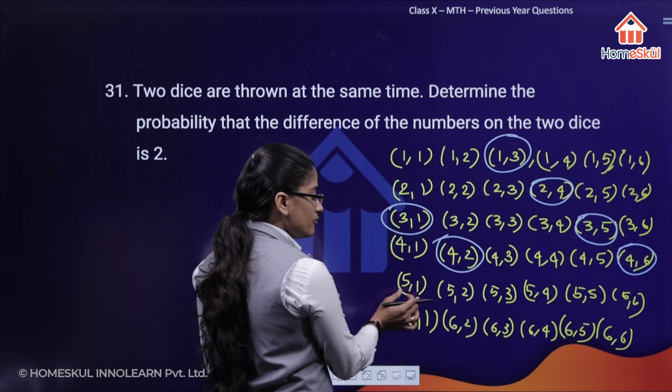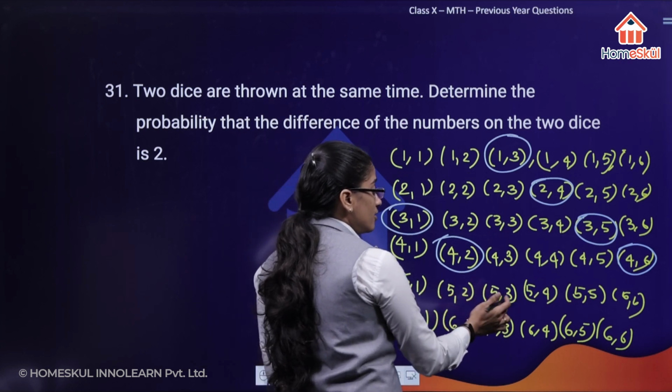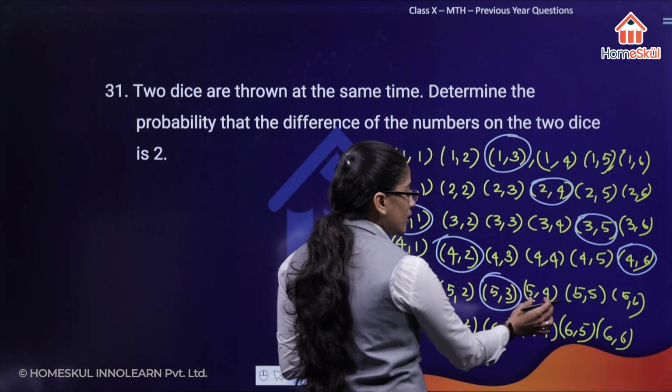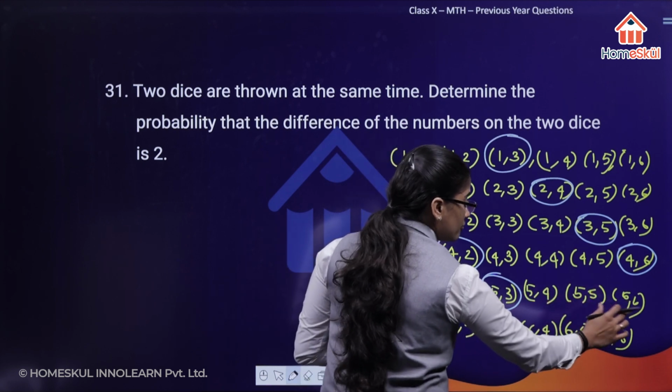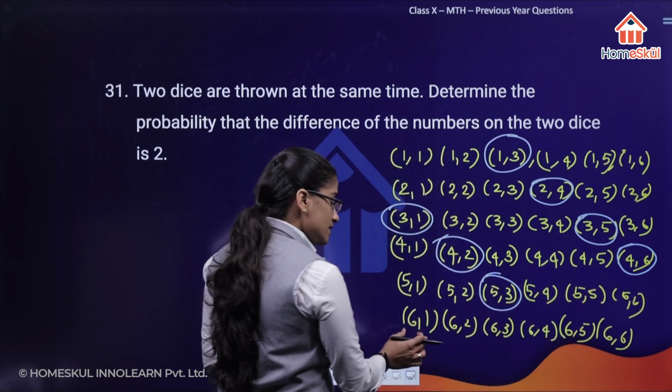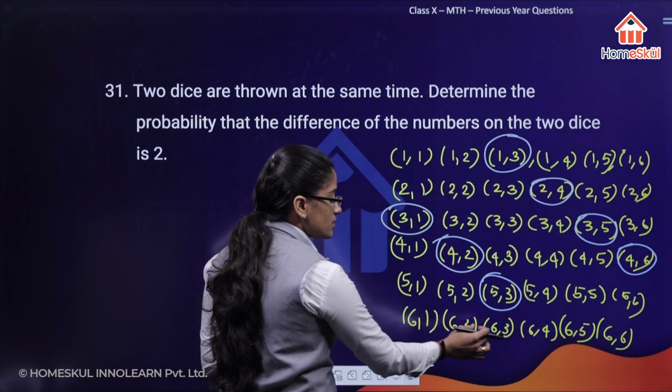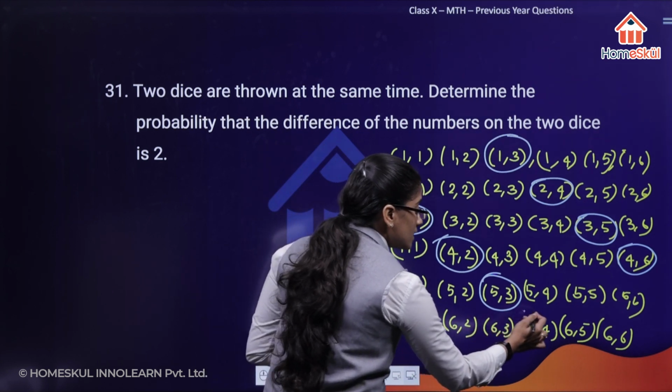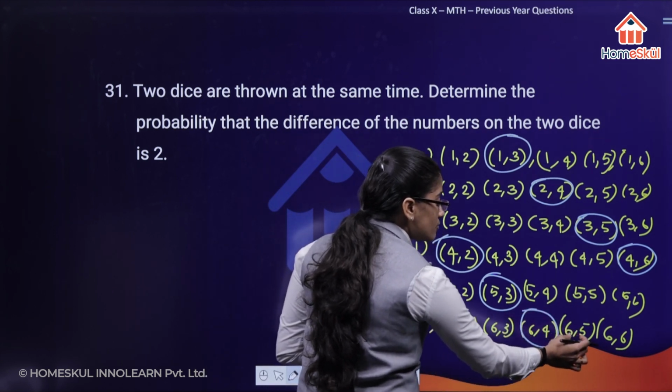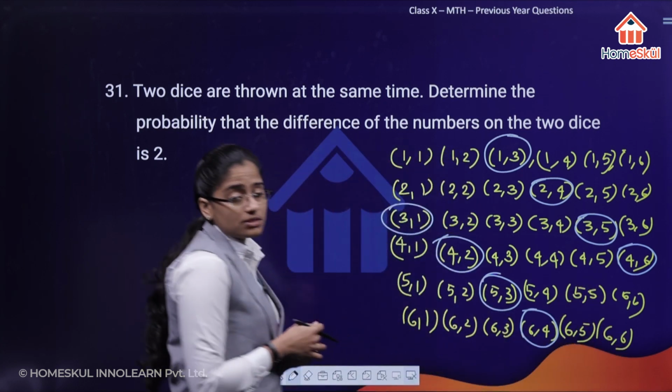Here 5, 1 the difference is 4, 5, 2 difference is 3, 5, 3 the difference is 2, 5, 4 difference is 1, 5, 5 is 0, 5, 6 it is 1, 6, 1 difference is 5, 6, 2 difference is 4, 6, 3 difference is 3, 6, 4 difference is 2, 6, 5 difference is 1, 6, 6 difference is 0, okay?